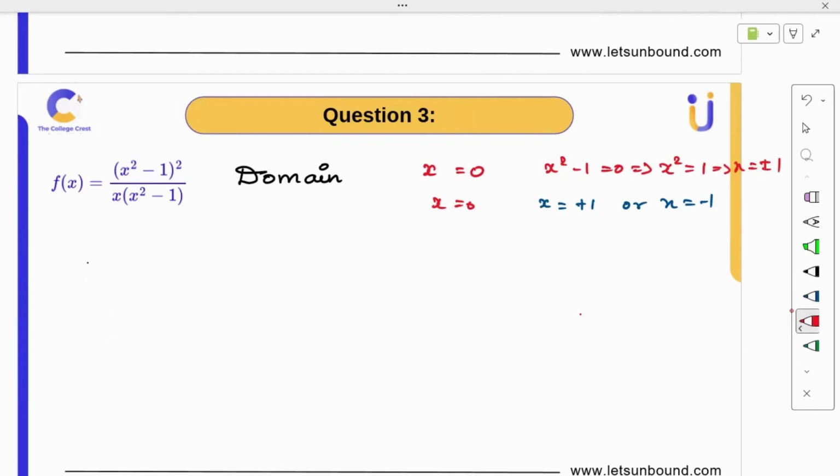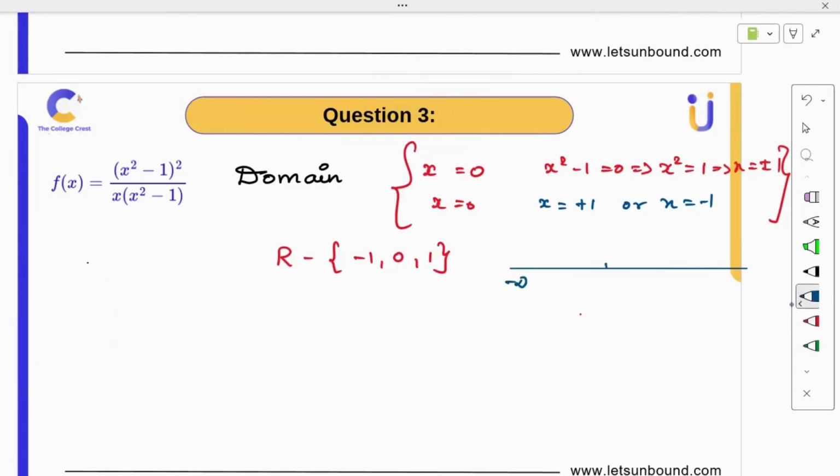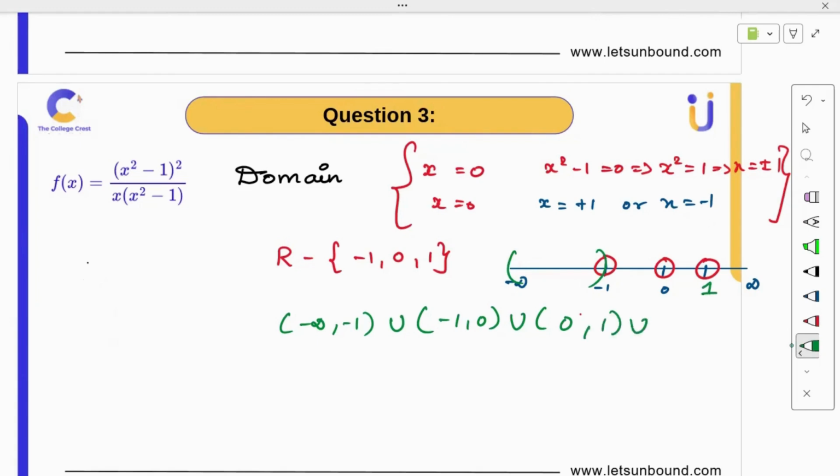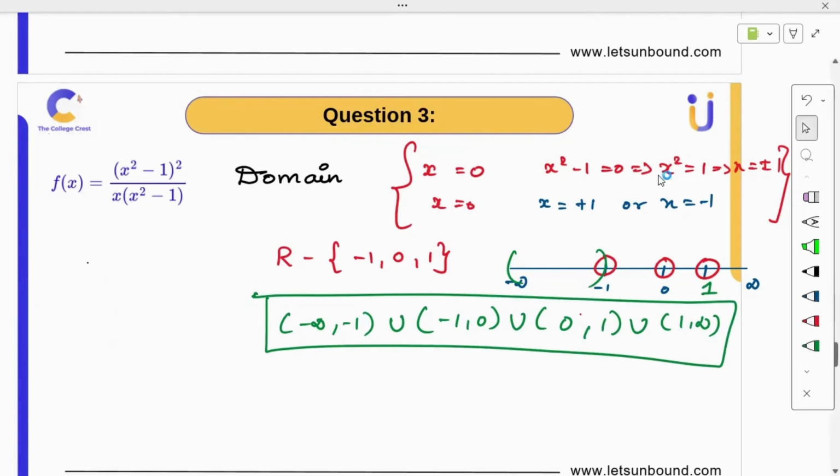So you have to exclude these. Domain means wherever the denominator becomes 0 at certain values, we are going to exclude them. So all real numbers except -1, 0, 1. Or in interval notation, minus infinity, place your numbers properly: -1, 0, 1, infinity. We are excluding the values, so you can put an open circle. From minus infinity to minus 1, then union, minus 1 to 0, union, 0 to 1, union, 1 to infinity. Okay, so this is interval notation. This is the domain of this function. Right, and let's go.